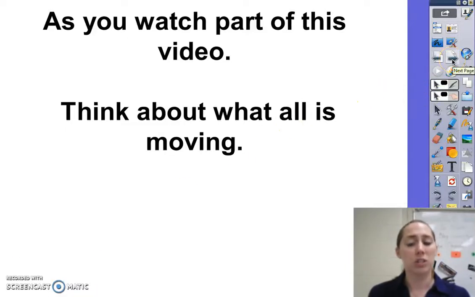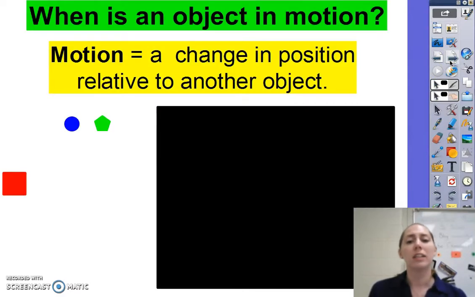So, as you watched that, there were lots of different things moving, and to talk about them, first we have to talk about what is motion. So when is an object in motion? Motion is simply the change in position relative to another object. That's really important. You have to have another object to know that you're moving.